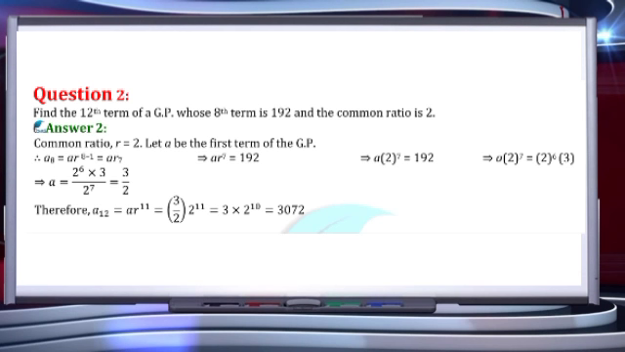Next they have asked us to find the 12th term. So a12 will reduce to a r raised to power 11, which is equal to 3 by 2 into 2 raised to power 11. Further simplification gives 3 into 2 raised to power 10. And students, if you have sufficient time during the exam, you can simplify 2 raised to power 10. So your final answer is 3072.